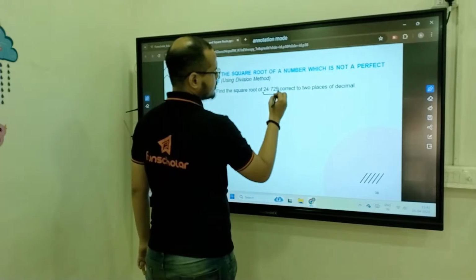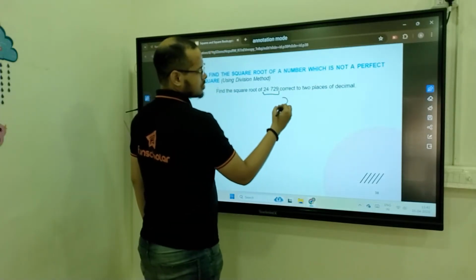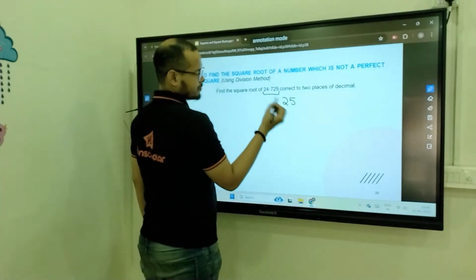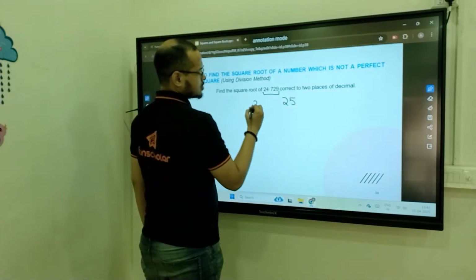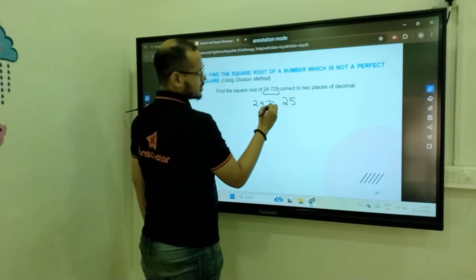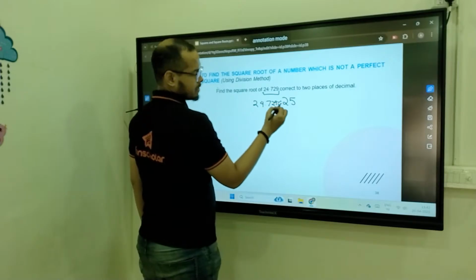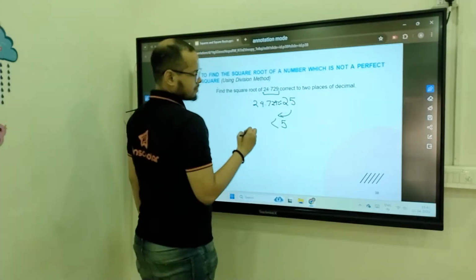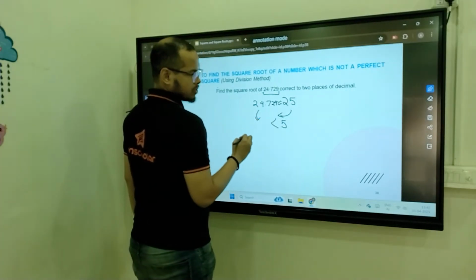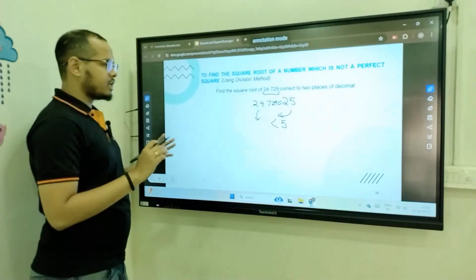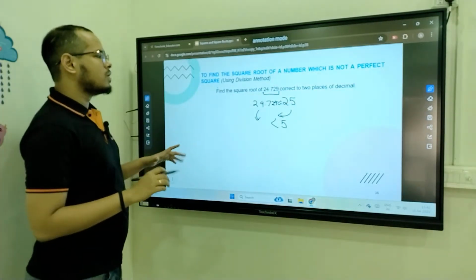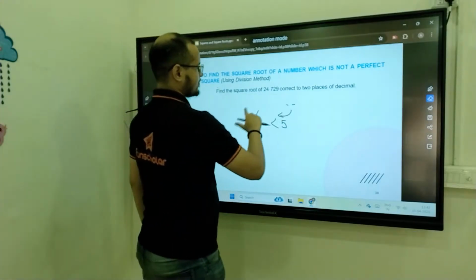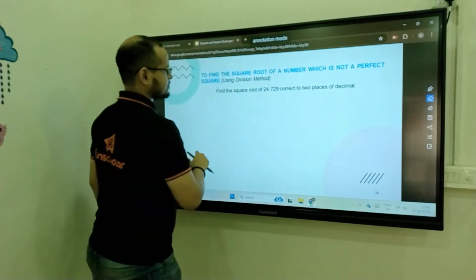So this is very near to 25, a perfect square, right? 24.729 is very near to 25, but it will be lower than 5, right? It will be less than 5. Okay, so this gives us an idea the answer is going to come 4.9 something or something like that. Okay, let us do it.